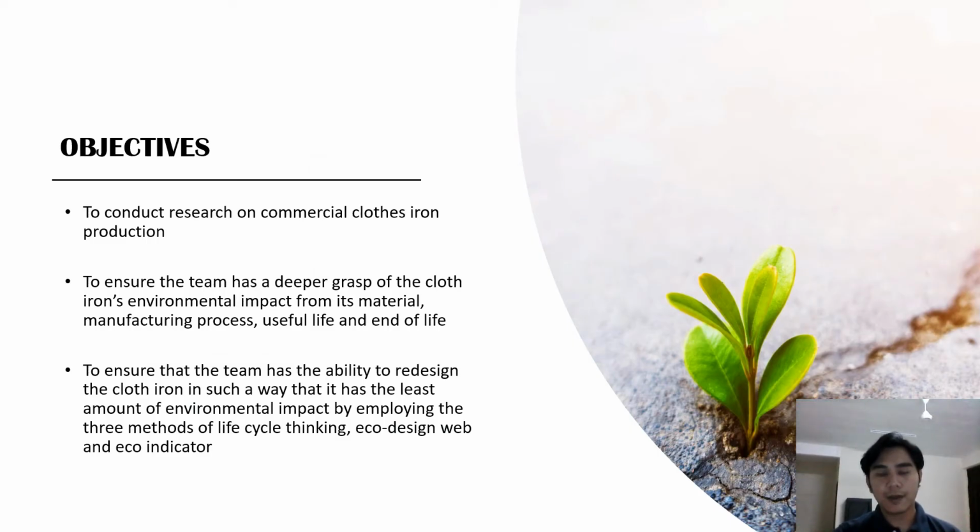Objectives. We have three objectives in this group project. The first one is to conduct research on commercial clothes iron production. Secondly, to ensure the team has a deeper grasp of the clothes iron's environmental impact from its material, its manufacturing process, useful life, and end of life. And lastly, to ensure that the team has the ability to redesign the clothes iron in such a way that it has the least amount of environmental impact by employing the three methods of life cycle thinking, eco-design web, and eco-indicator.